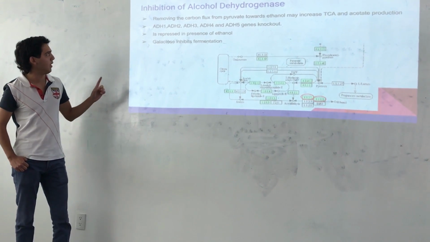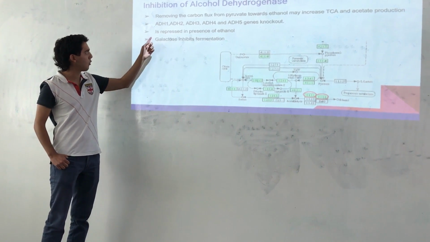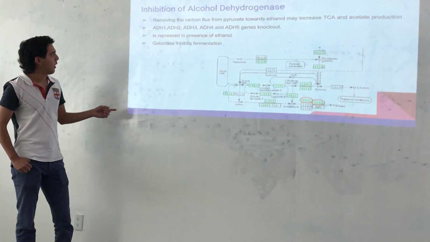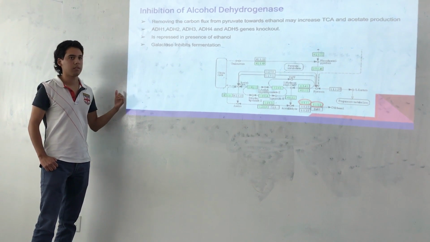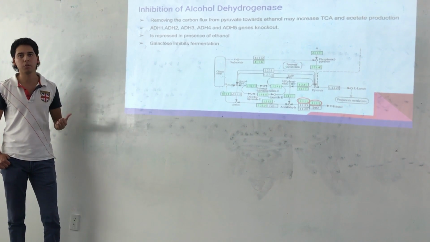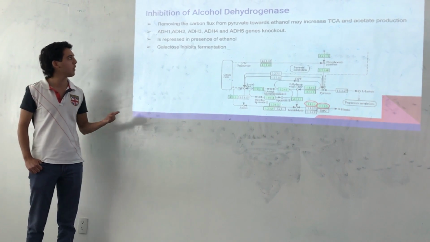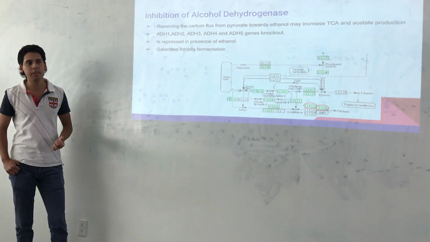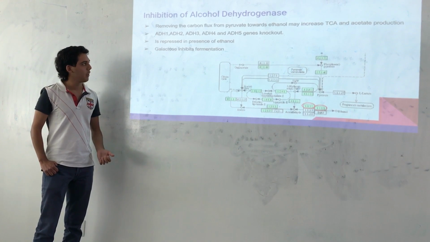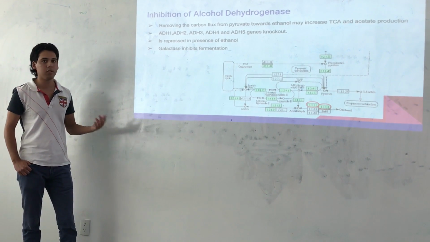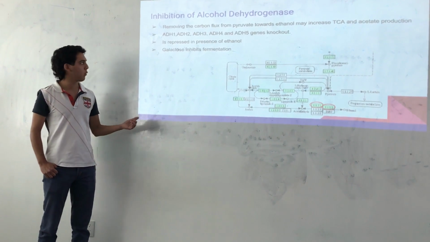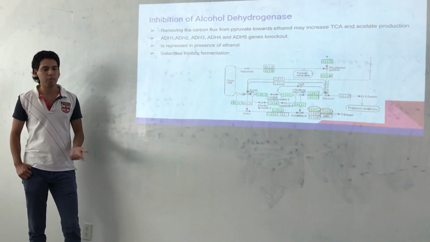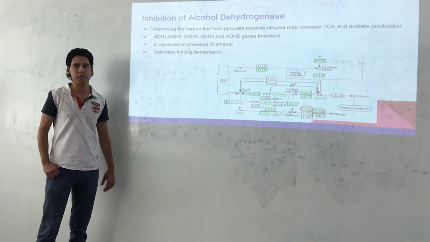And this can be achieved by the knockouts of these genes that code for the alcohol dehydrogenase, that are the ADH1, 2, 3, 4, and 5. And also, because we are using galactose and ethanol in the culture medium, it's been observed that in the presence of ethanol, the synthesis of the alcohol dehydrogenase is inhibited in a natural form. So this will also cause the deletion of this pathway, and also it has been observed that with galactose, yeast perform a better respiration, so it also inhibits the fermentation.